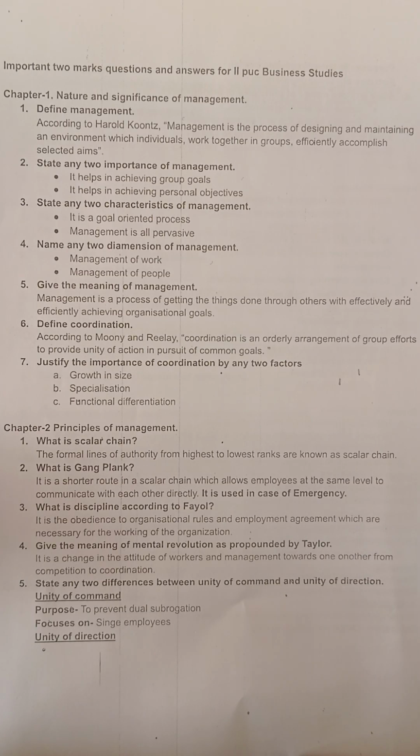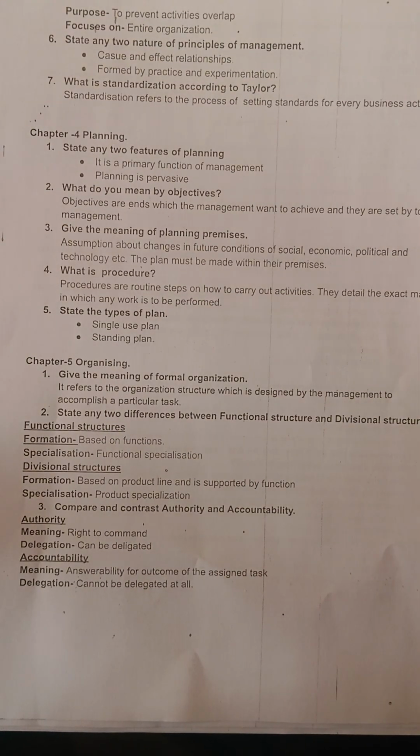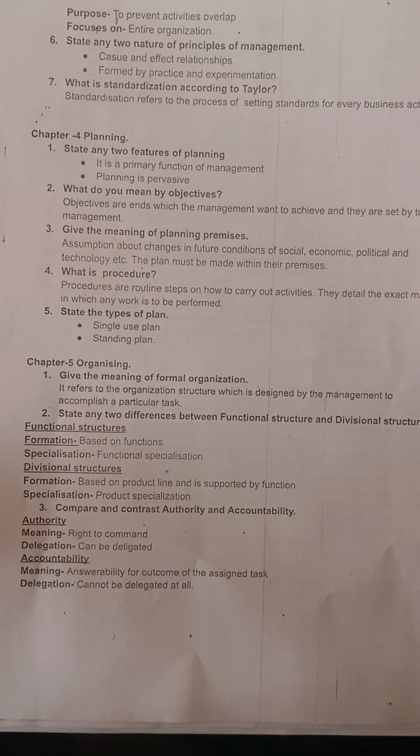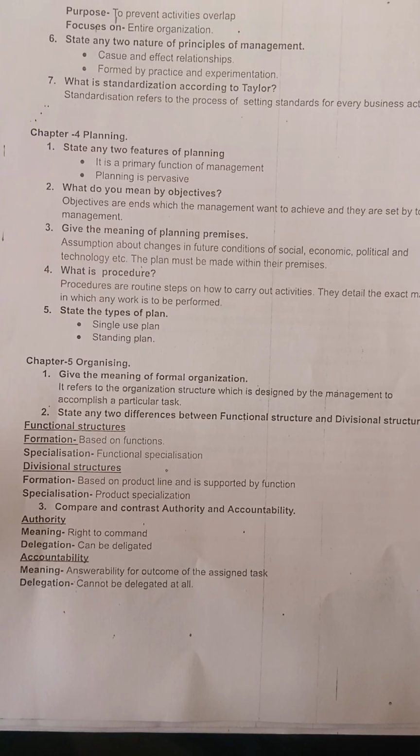Next one, state any two differences between unity of command and unity of direction. Unity of command: the purpose of unity of command is to prevent dual subordination, and it is focused on single employees. Next, come to unity of direction. The purpose of unity of direction is to prevent activities overlap. Second one, on the basis of focus, it focuses on the entire organization.